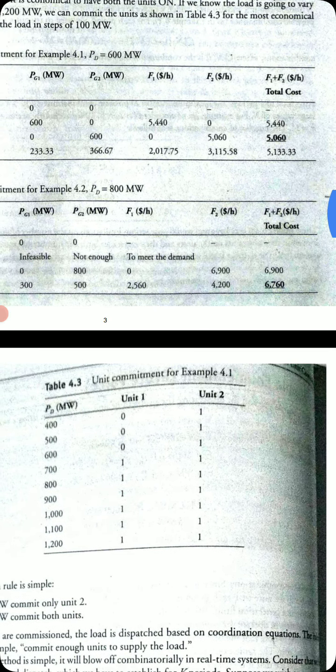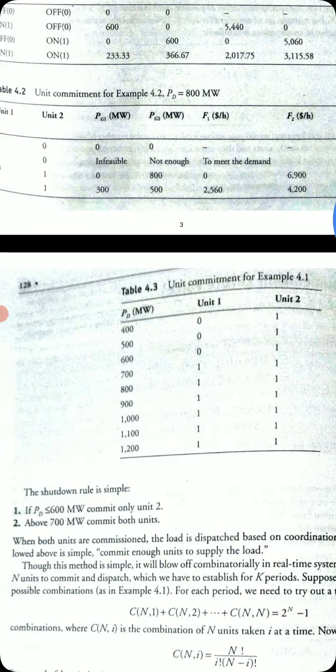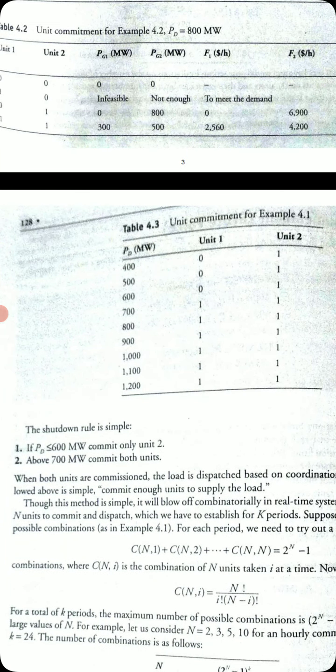The same thing applies for the variation from 400 megawatt to 1200 megawatt in steps of 100 megawatt. You can see for 400 megawatt only the second unit is enough. For 500 megawatt only the second unit is enough. 600 megawatt is also covered by the second unit. From 700 onwards, both units should work under economic dispatch. So what is the unit commitment? After 600 megawatt, the first generator unit should be committed to on.